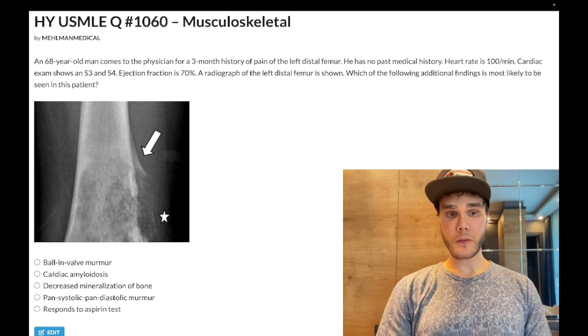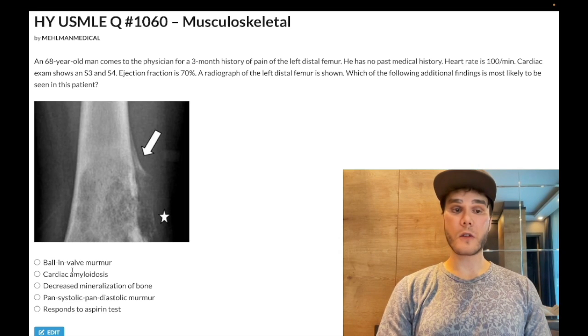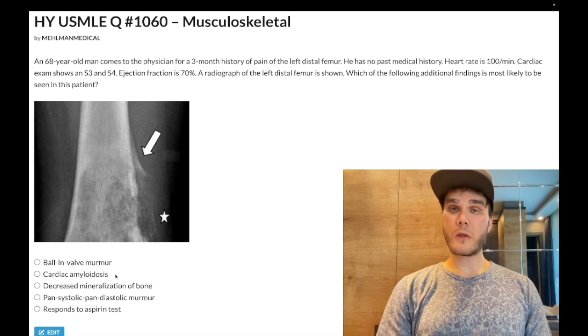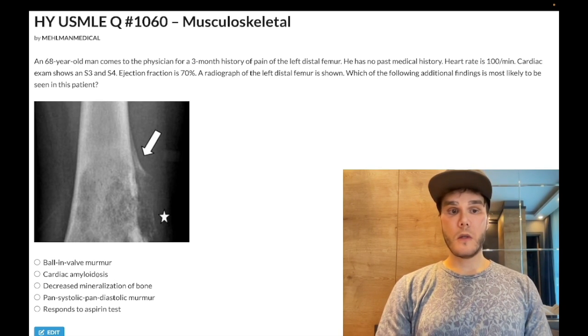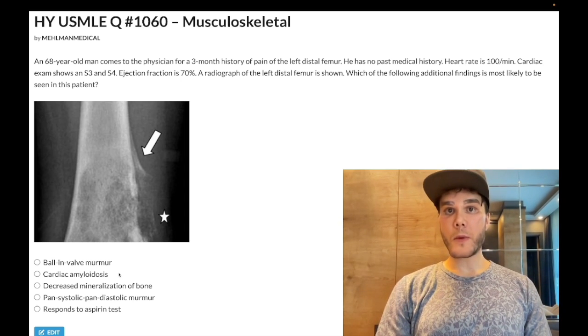Choice B, cardiac amyloidosis, wrong answer. So amyloidosis means protein depositing where it shouldn't be depositing. And I've made innumerable clips on this straight from my cardio PDF. Most common cause in USMLE is multiple myeloma. It can be things like autoimmune disease. I believe I've seen one question with rheumatoid arthritis.